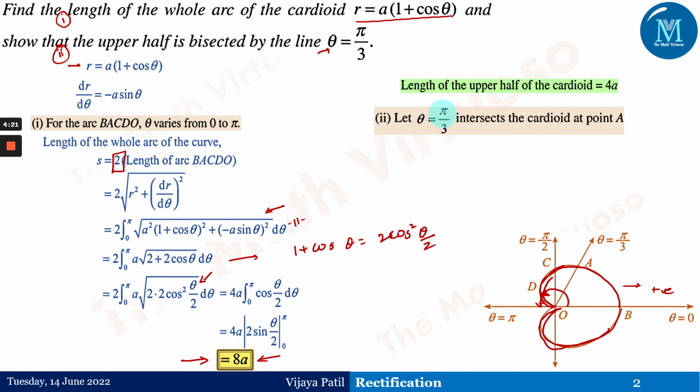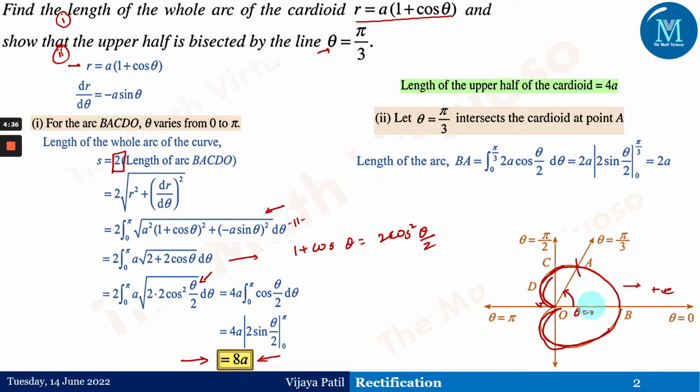Therefore, we will go ahead with the second part, which we have to take care of. That is, theta equals pi by 3 intersects the cardioid at a point A. Suppose, for example, here it is intersecting at this point A. That means we are considering the angle from this point to this, so theta equals 0 to theta equals pi by 3. So 0 to pi by 3.